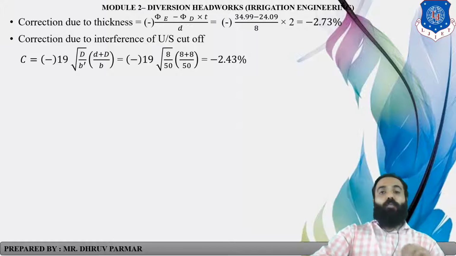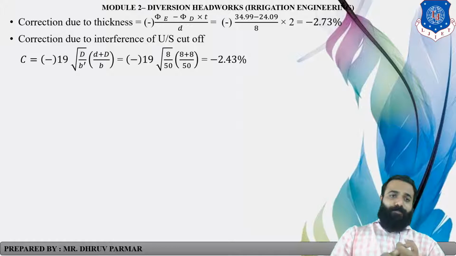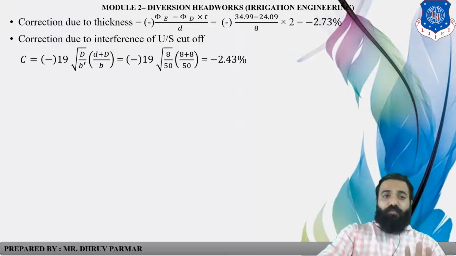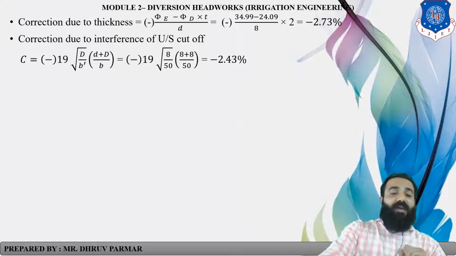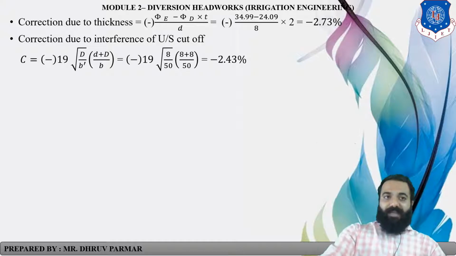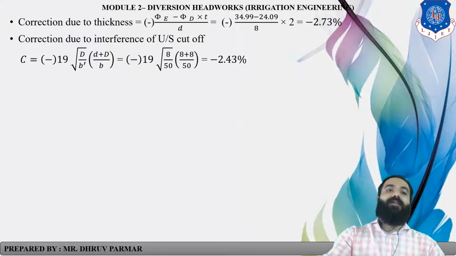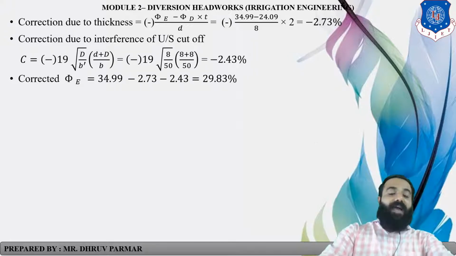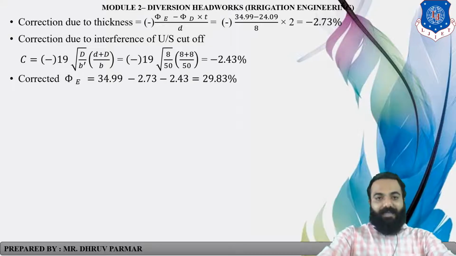So we get minus 2.43. Again, you know that the correction for the downstream side is in subtractive form, and for the upstream section it is in positive or additive form. Clear? So we have the phi E constant, which is 34.99. So we have two corrections. So phi E minus correction due to thickness minus correction due to interference, like this. So we get the final corrected phi E equal to 29.83. Done.